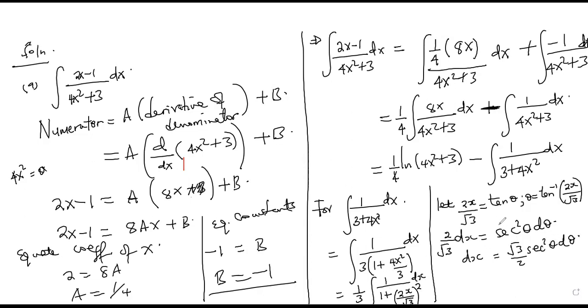Then you bring all this into here. So it is going to be a third integral of 1 over 1 plus this one, all of it was tan theta. So when you square it, it is going to be tan squared theta times dx, but dx is root 3 over 2 sec squared theta d theta. Sec squared theta will cancel with 1 plus tan squared theta.